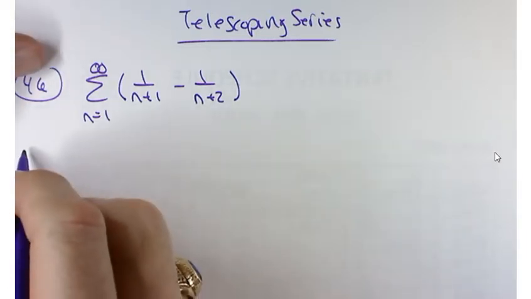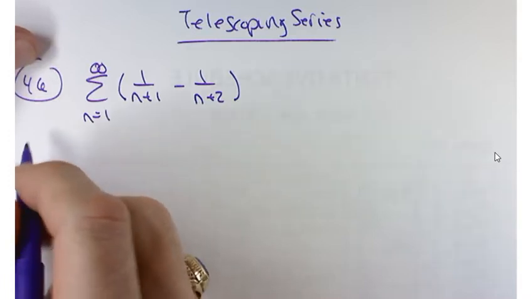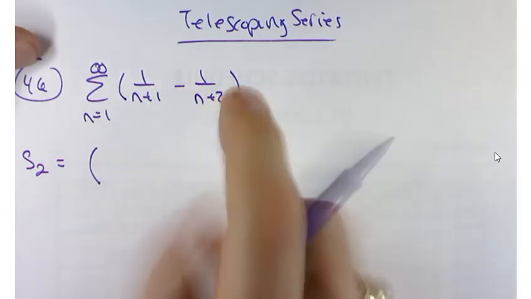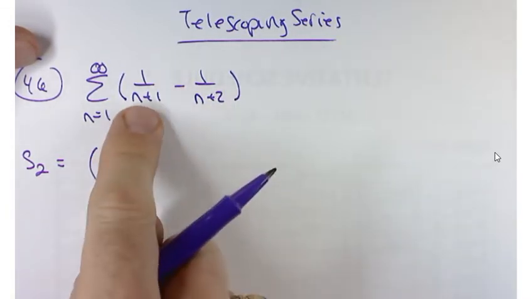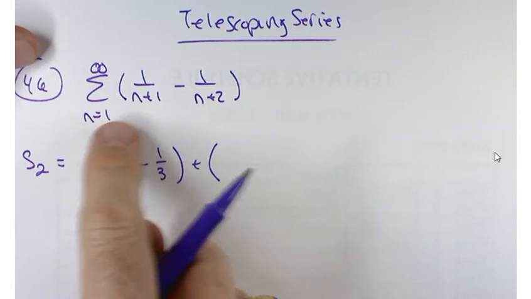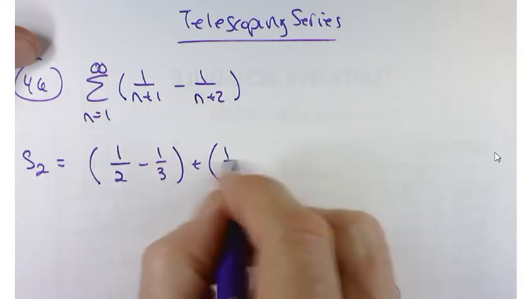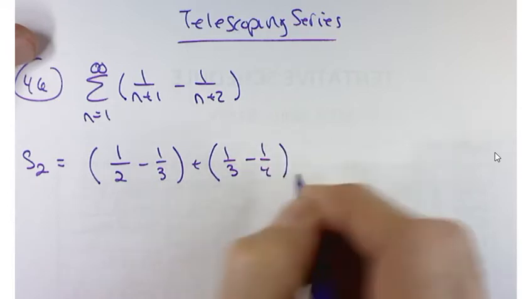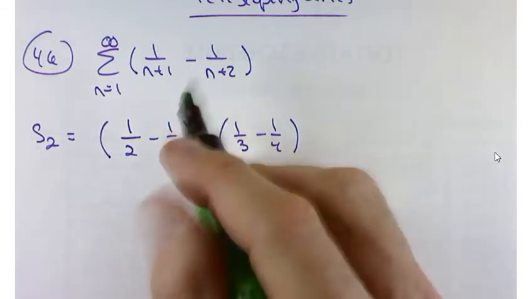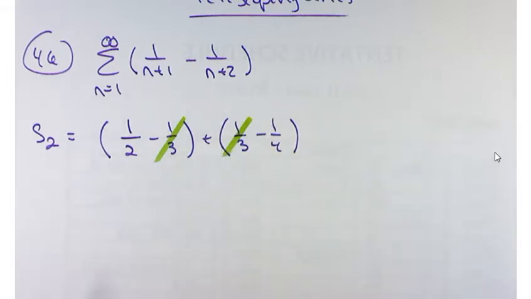So let's look at the sum of the first couple terms here. Let's start with, say, S sub 2, which would be the sum of the first two terms. So that's going to be 1 over 2 minus 1 over 3 plus, at n equals 2, 1 over 3 minus 1 over 4. Now I'm not going to try and get too fancy here in my mathematics and my simplifying things, but I will notice this. Those two terms cancel each other out, right? We got a plus 1/3 and a minus 1/3.